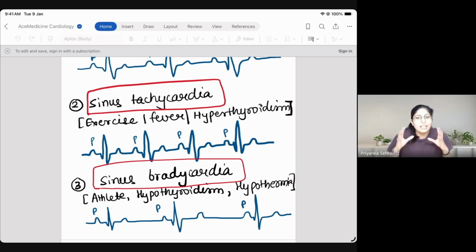So in these cases, our SA node gets delayed. SA node underdrives the heart. SA node का as a pacemaker activity less than usual हो जाता है, which leads to normal waveforms but slowed heart rate. So थोड़ा सा gap आ जाएगा between the RR intervals, okay, like in this ECG.